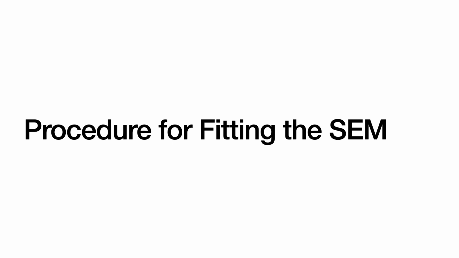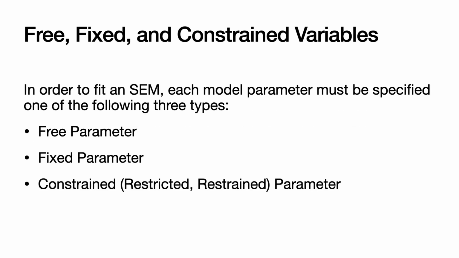And so let's look at the procedure now for fitting an SEM. To do this, we first need to think about the different kind of variables that we have in the model. These are categorized as free variables, fixed variables, and constrained variables. In order to fit a structural equation model, each model parameter must be identified as being one of the following three types: either a free parameter, a fixed parameter, or a constrained parameter.